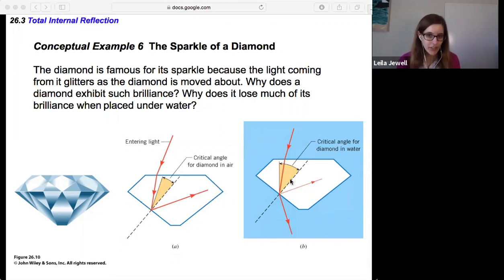In water, however, because it increases the critical angle, a lot of the light just passes right through. And then the diamond looks more like glass. It looks like a fake, which is much less valuable and much less interesting. So that's one reason why diamonds are so valuable.